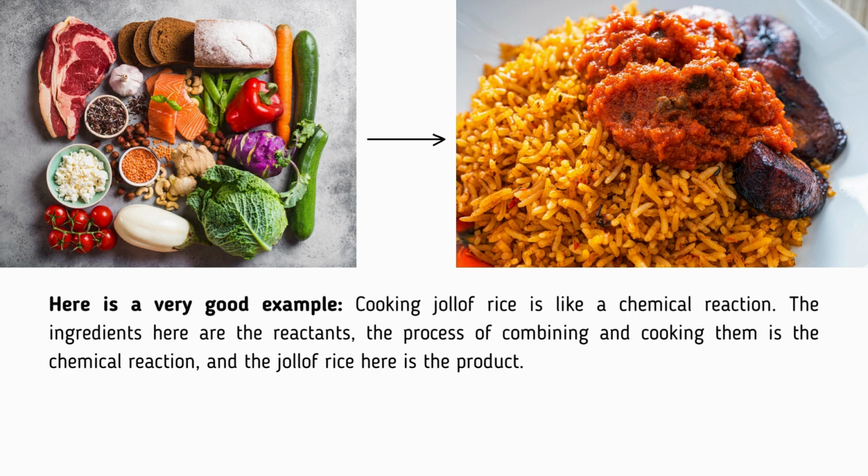The ingredients here are the reactants. On the left hand side, you can see my ingredients: my cabbage, my beef, my raw rice, tomatoes, onions, and what have you. Those are the reactants. Those are the things that you join together and cook to produce the jollof rice. Now, the process of combining and cooking them is the chemical reaction, and the jollof rice that you eat is the product. I hope that is clear.